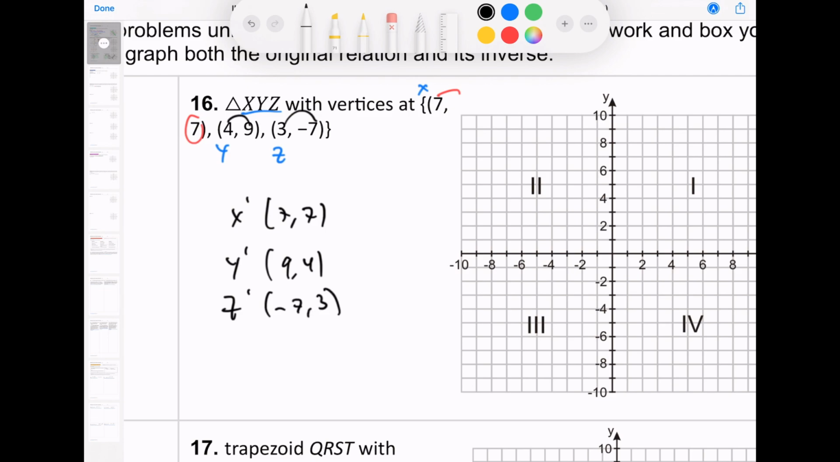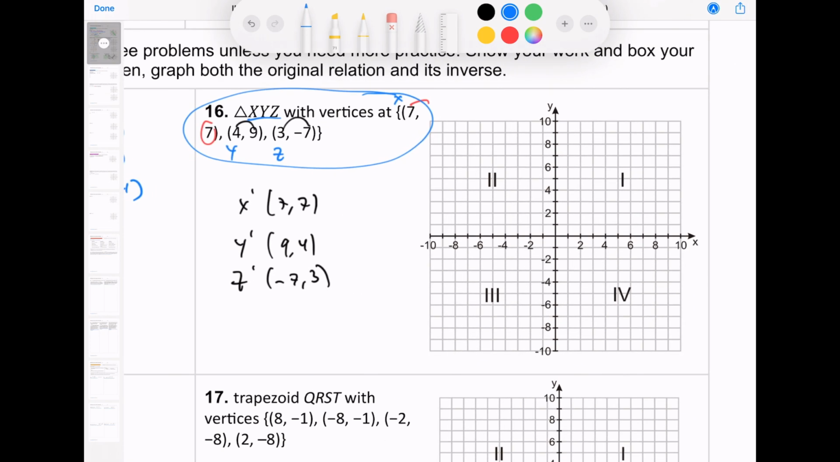Now I don't have a graph for the original one. We'll call that blue, X, Y, Z. Right 7, up 7. That's X. 4, 9. Z, right 3, down -7. Let's go ahead and graph that. All right, so there's our triangle. Let's do the black one now.